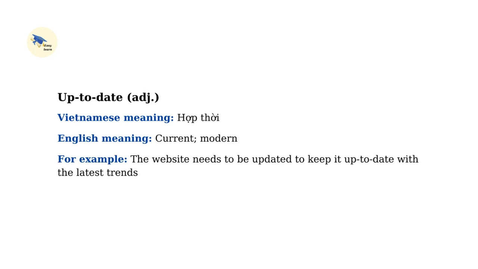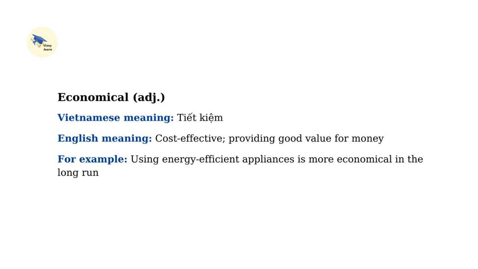Up to date. Hợp thời. Current, modern. For example, the website needs to be updated to keep it up to date with the latest trends. Economical. Tiết kiệm. Cost effective, providing good value for money. For example, using energy efficient appliances is more economical in the long run.